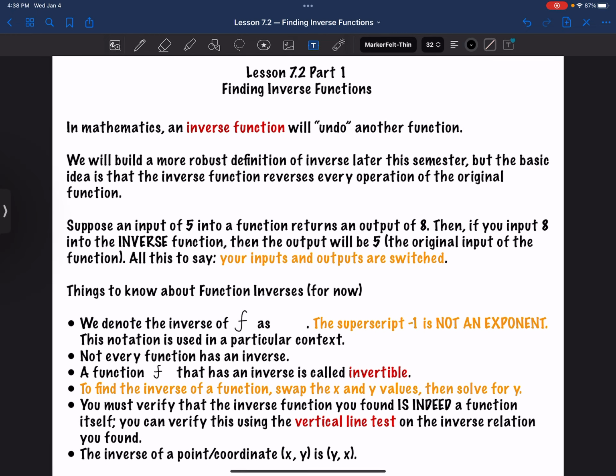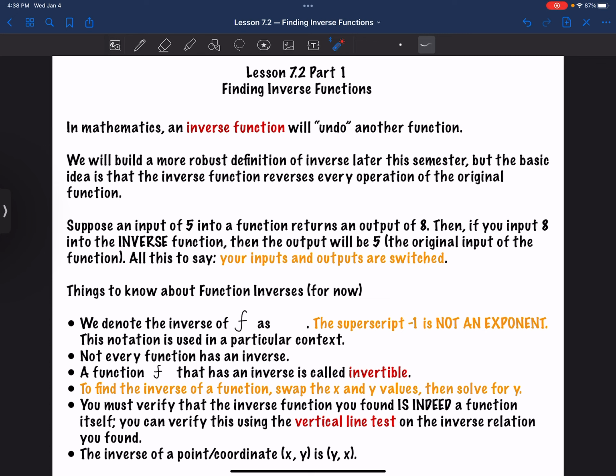Okay, so this is just a quick review about what we talked about in class. For the most part, you probably already picked this up in class, but just to recap, because it is important. In mathematics, a quick definition: an inverse function basically undoes another function. So if you have x squared, how do you undo an exponent of 2? You take the square root of it, and that is what we mean by inverse.